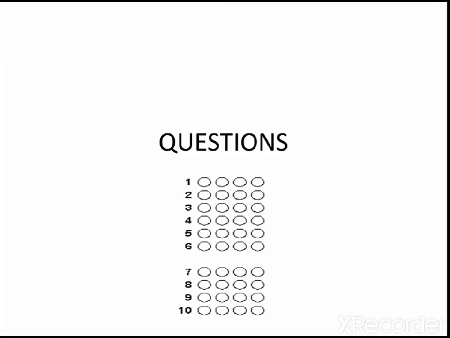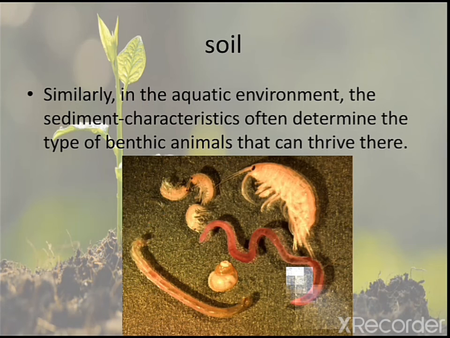So this brings us to the end of the discussion of the major abiotic factors. We have discussed soil, light, water and temperature. So with this we complete the theory of today's lecture.